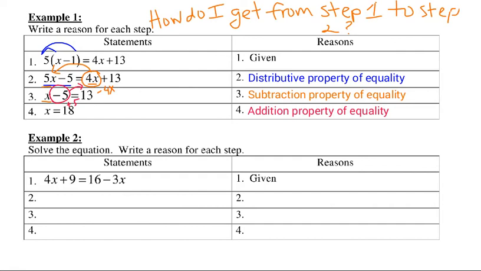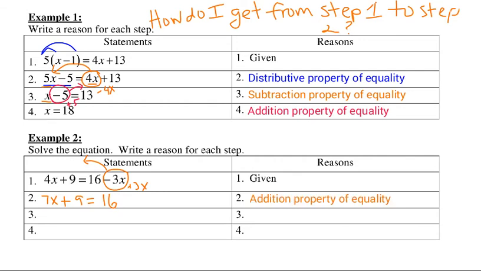So first what we can do is, if we want to, and this is kind of where you have your own freedom, I usually like to move my x's first, so if we want to move our minus 3x over to the other side, I need to add 3x to both sides. So that would give me a 7x plus 9 equals 16. So the reason I did that is the addition property of equality.